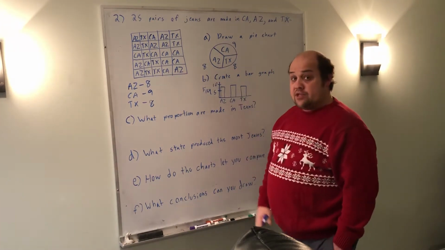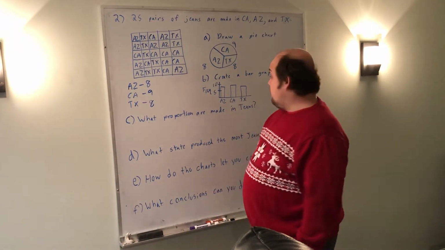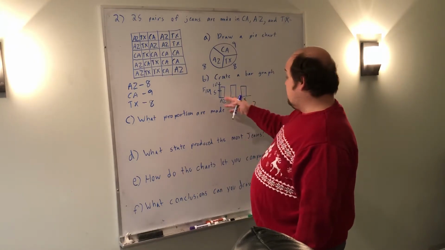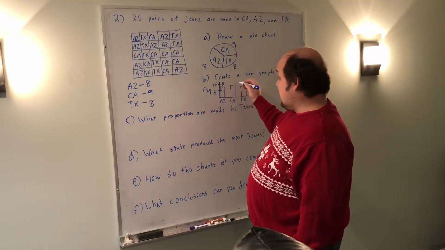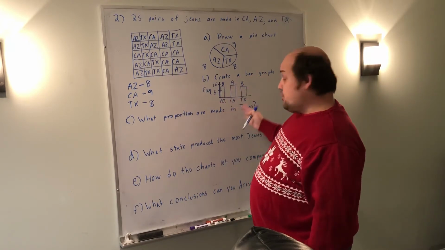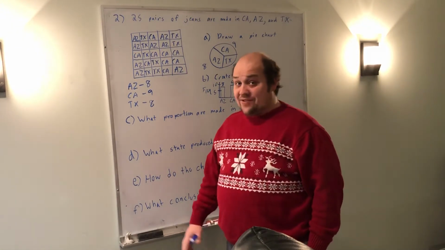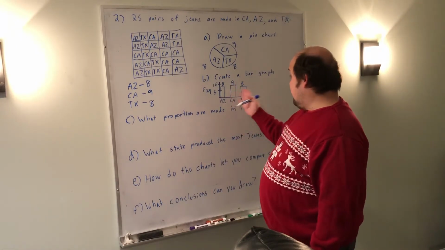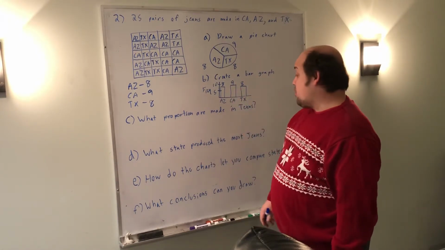Again, here I'm just selecting from the available options. I want the one that shows that over Arizona it was 8, California was 9, and Texas was 8. I chose to put in alphabetical order. It doesn't necessarily have to be in that order. It can be in whatever order they show for the possible bar graphs.